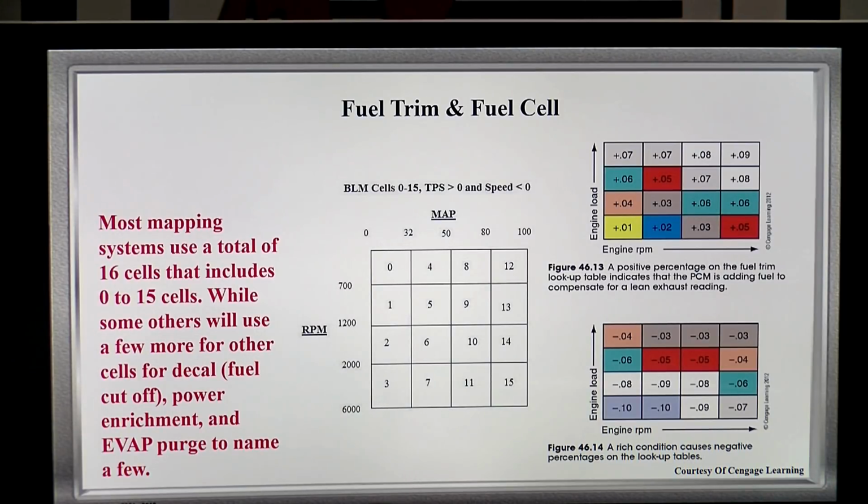And the reason why I put this up is a lot of people have forgotten all about it. Remember the click, click, click, click, click? The 3C GM, yeah, back in 1980 and up when GM started with the computerized control system? Well, they taught us all about this, but a lot of us have forgotten about this. Most mapping systems use a total of 16 cells that include 0 to 15.